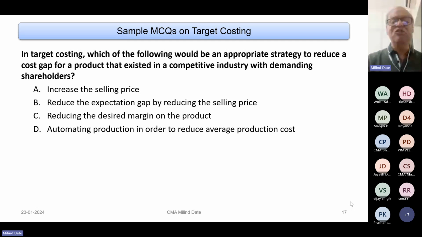Reduce the desired margin on the product. If shareholders are demanding, can you reduce the desired margin? Fourth strategy, automating production in order to reduce average production cost. Is this within your control? Can you do this in a competitive industry and with demanding shareholders? Look at these 4 statements and just select a choice. Put your answer in the chat box, please.